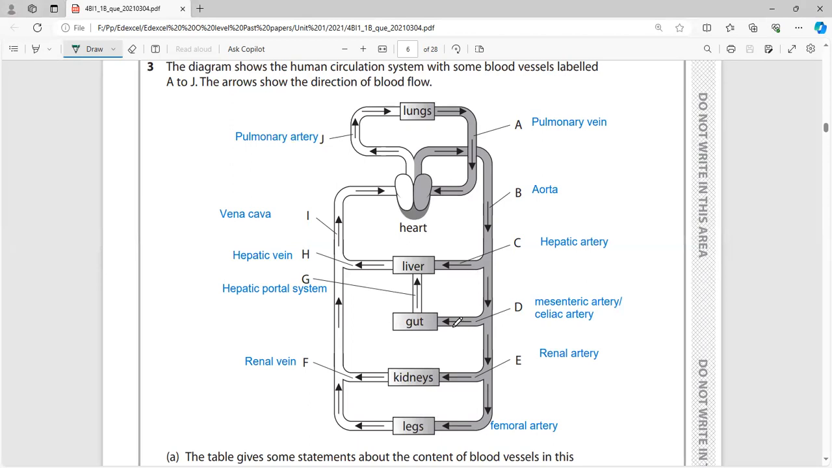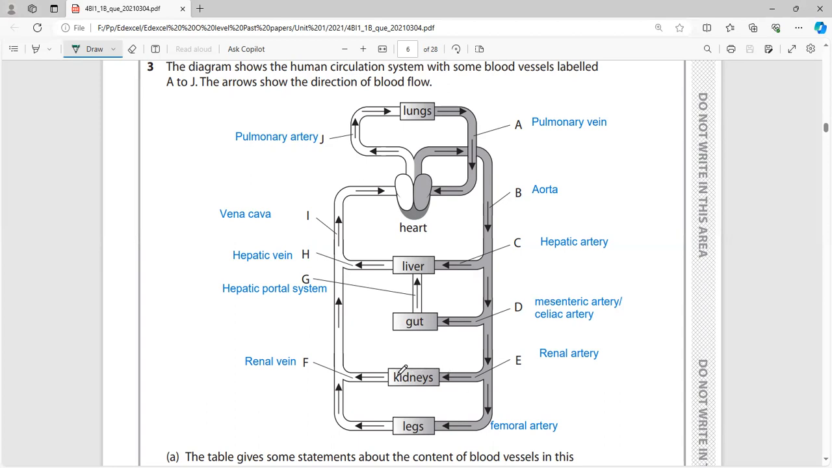And second is our digestive system or our gut tract. There are two arteries providing blood, that is the mesenteric artery or celiac artery. And the third artery, which is going toward the kidney, is the renal artery. And the artery which is moving to the lower body parts is the femoral artery. What about from the kidney?